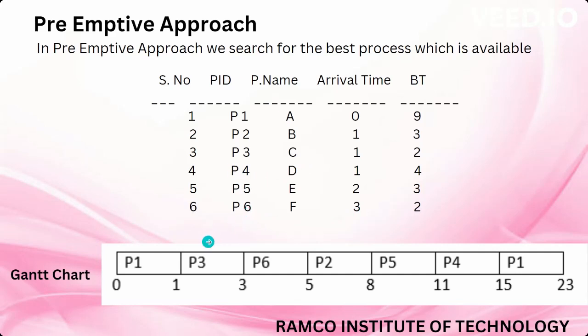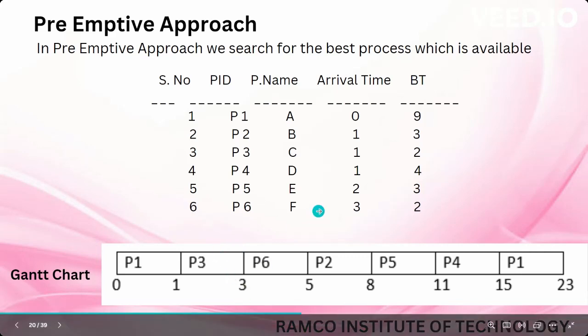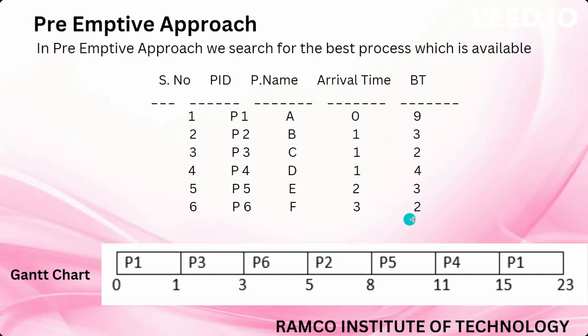So P3 will be executed for the next 2 units of time. So the completion time of P3 is 3. So the next process will be P6. P6 will be executed for the next 2 units of time. That is the complete burst time of P6, which is 2. So the completion time of P6 is 5.